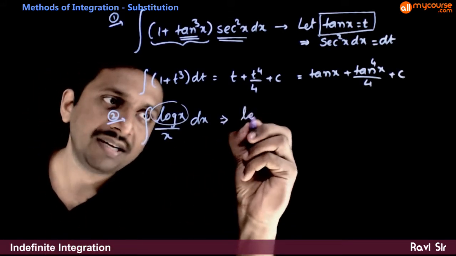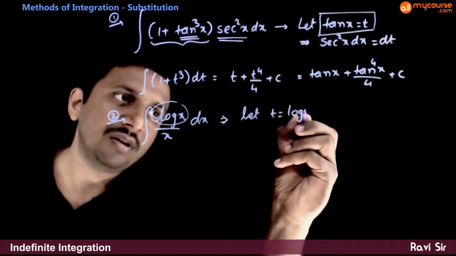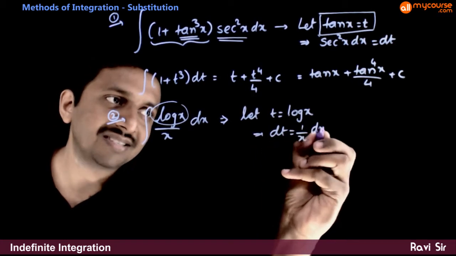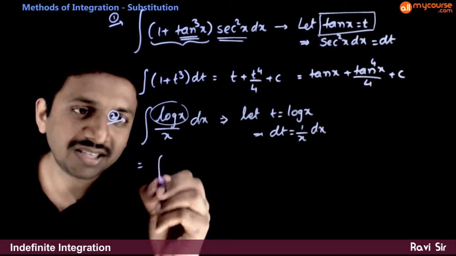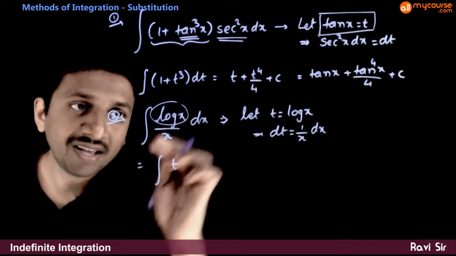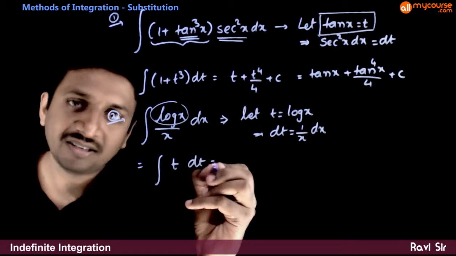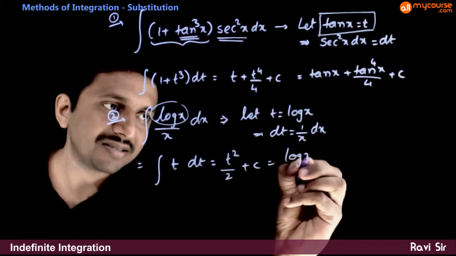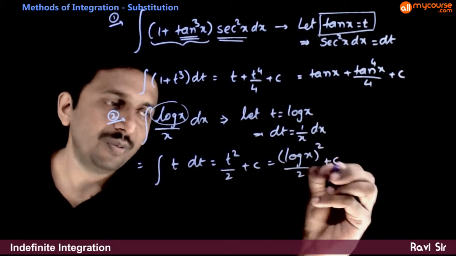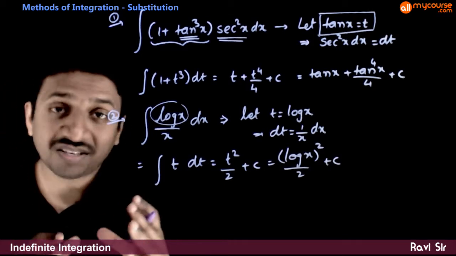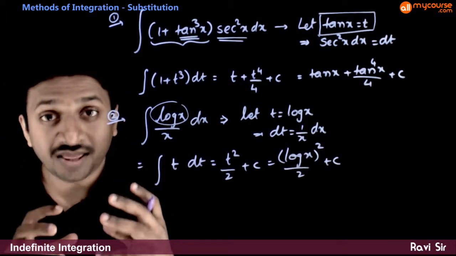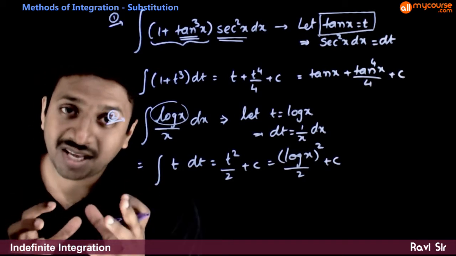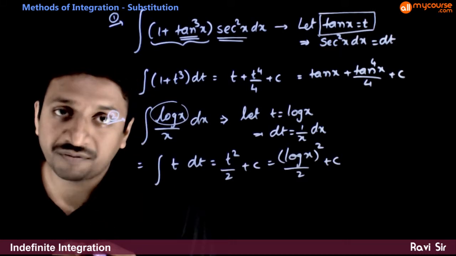So in this question, let t is equal to log x. This implies dt is equal to 1 by x dx. So what does this integration become? Integration of log x is t and 1 by x dx is simply dt. So the answer is t square by 2 plus c. That is log x whole square by 2 plus c. So I hope this is clear. Everywhere in the process of substitution, you have to look for differentials. If you take something as t, you have to have some sort of differentiation of it following the function.